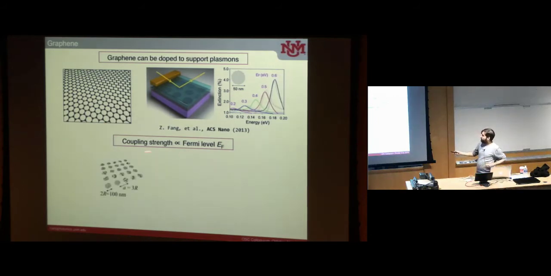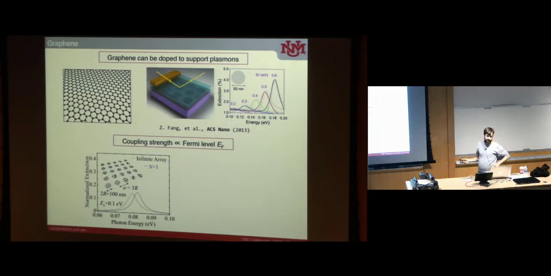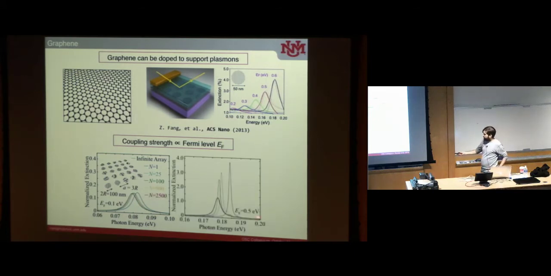And the coupling strength between the different nanodisks will be proportional to the level of doping, so the Fermi level that you achieve. And then you can see that if you have just one or an infinite array for a small doping, small interaction, it's almost the same. So you just need maybe 25 or 100 disks to get almost the infinite limit. If you go to stronger couplings, so stronger Fermi levels, you see now you actually have to go up to almost 900 nanodisks to actually recover the infinite limit. Okay, so the message is the stronger the coupling is, the more particles you need.